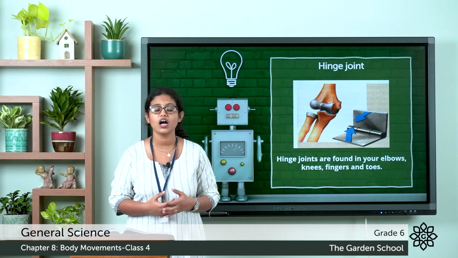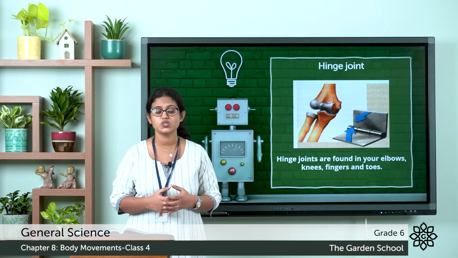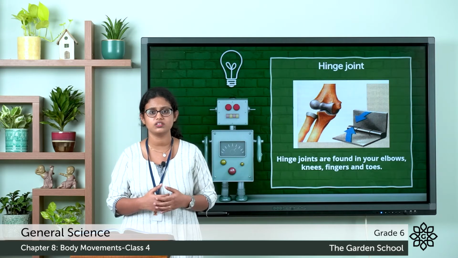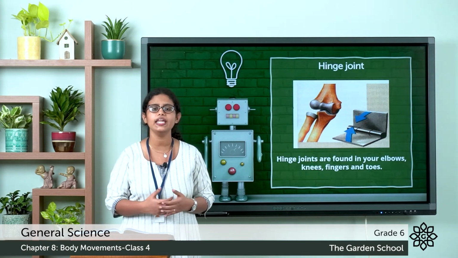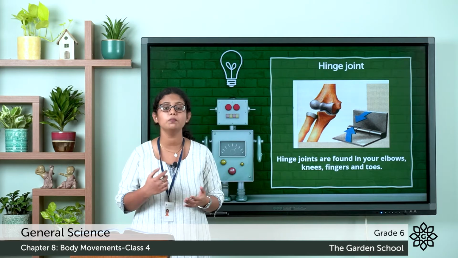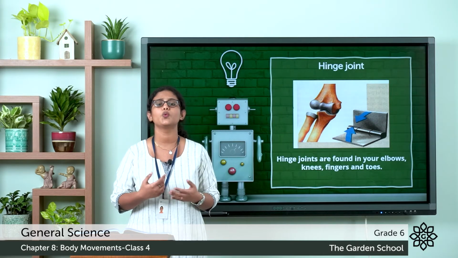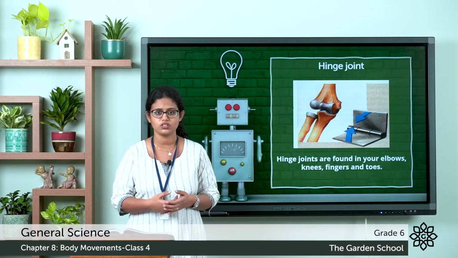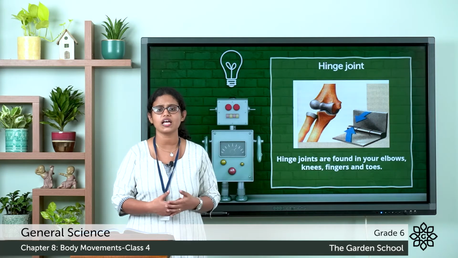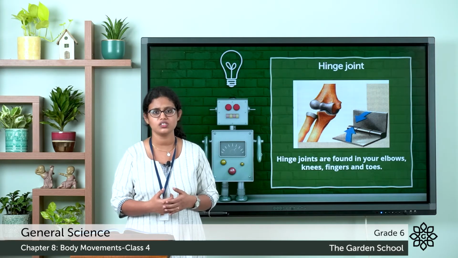And what about our fingers? Our fingers and toes have hinge joints that allow movement only in one direction. We can move our fingers back and forth. We can move our toes back and forth. So our fingers and toes have hinge joints.